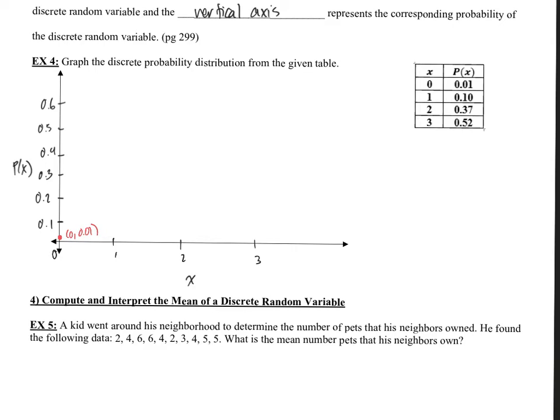Okay, so next is 1, 0.1. Right there. And then we have 2, 0.37, so almost at 0.4. We'll go ahead and fill this in here. Right there. So notice we draw that line for the graph.